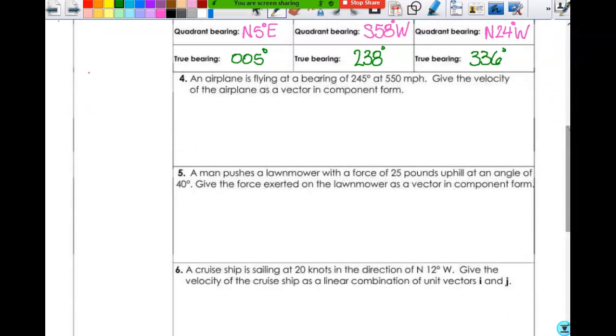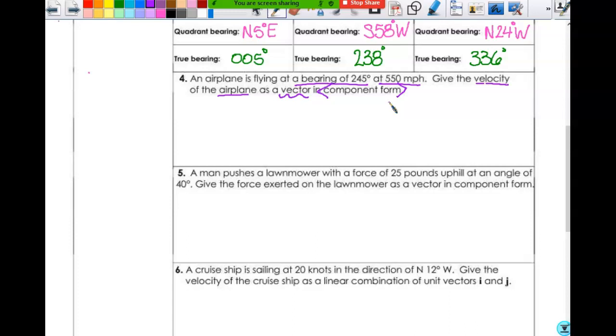It says an airplane is flying at a bearing of 245. So it doesn't say anything about north, south, east, west. That means it's a true bearing at 550 miles per hour. Okay, so that's my velocity. So I have the angle and I have the magnitude. It says give the velocity of the airplane as a vector in component form. And remember, component form is always your pointy bracket form.